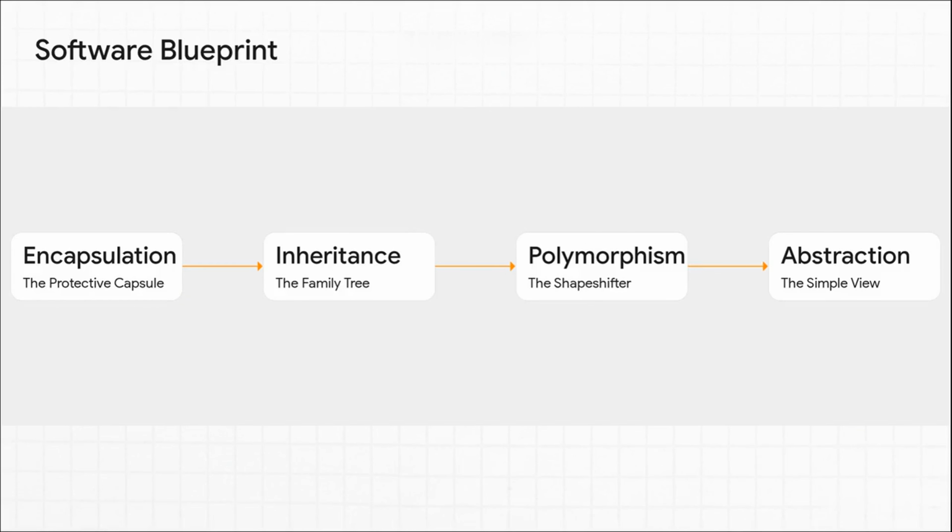So, let's do a quick recap of the blueprint. We started with encapsulation, our protective capsule. Then we used inheritance, the family tree, to reuse our code. We made it flexible with polymorphism, the shapeshifter. And finally, we simplified everything with abstraction, the simple view.